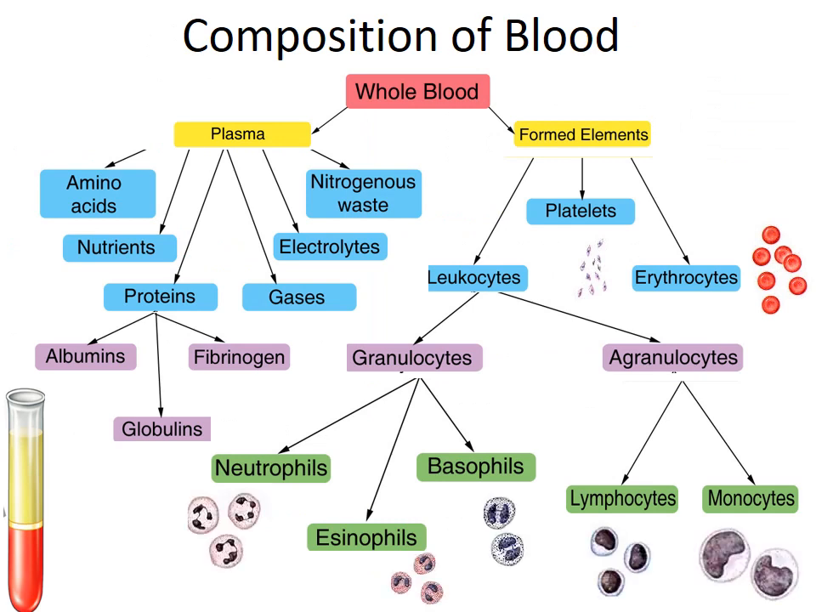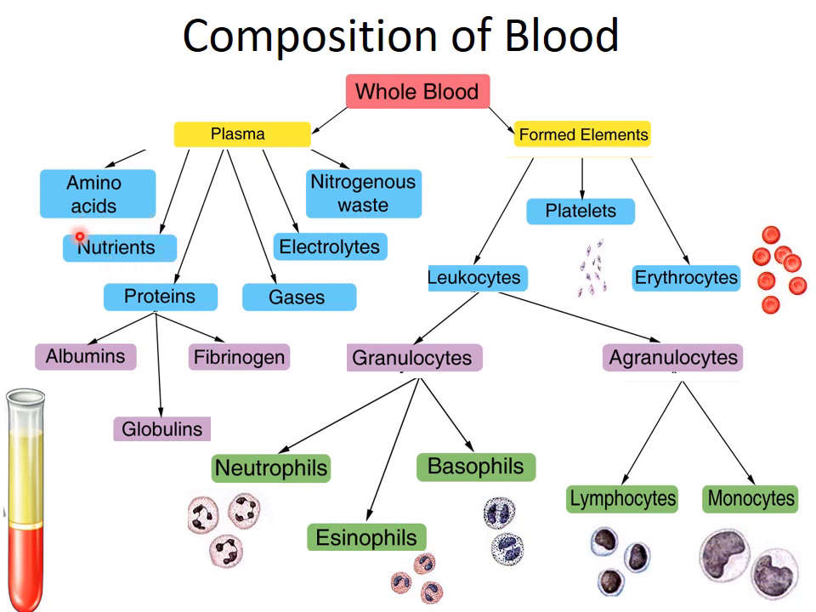The whole blood is divided into plasma and formed elements. Plasma is the fluid portion of the blood, whereas the formed element is the solid portion, or the cellular element of the blood. If you carefully observe plasma, it has dissolved proteins which are called plasma proteins, and the three major plasma proteins are albumin, globulin, and fibrinogen, which have different functions that will be explained in the next slide.